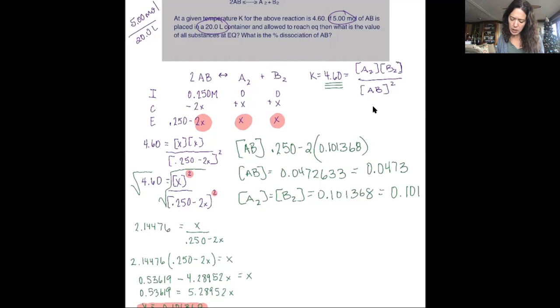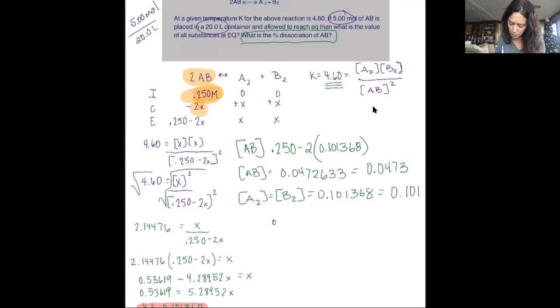Okay, and now we need to know what is the percent dissociation of AB. Students get confused with this. This is not hard. Look at AB. Here's AB. Now we had this much, we initially had 0.250 molar concentration of this compound. In the reaction, it itself dissociated. What percent dissociated? Well, of our 0.25, we lost 2x.